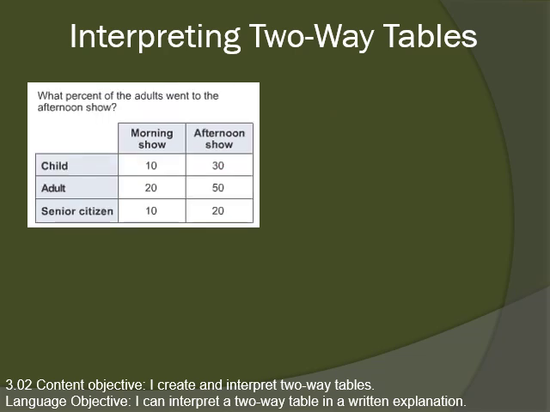Same chart, we're just going to look at a slightly different question. What percent of the adults? Okay, so when you're asked for percent, you're going to want a total amount. So it's percent of the adults. So you need a total amount of adults. And so I'm going to go 20 plus 50, so that's 70. I have 70 adults going to these shows.